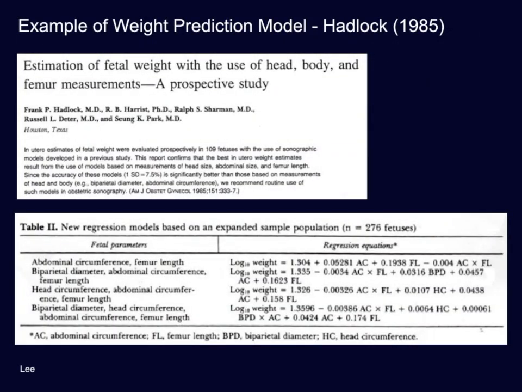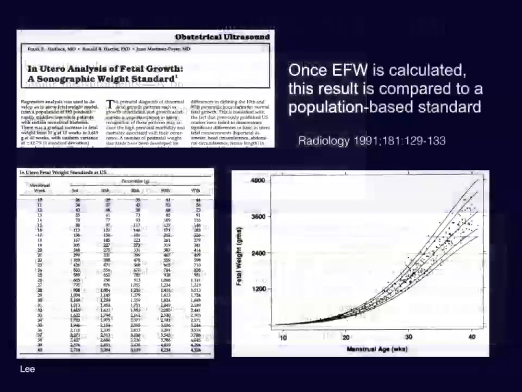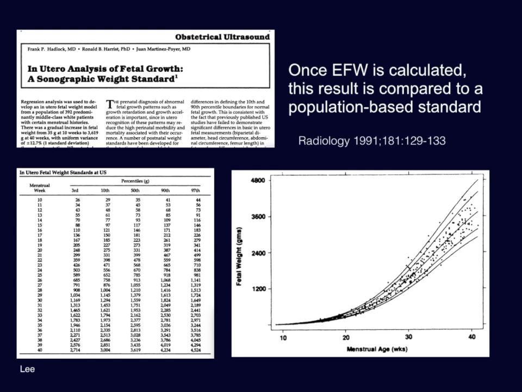One group of widely used weight prediction models were reported by Dr. Frank Hadlock and colleagues in only 276 fetuses in Houston. Recognizing the limitations of extrapolating birth weight data to fetal growth curves, they also developed normal predicted values and confidence limits for estimated fetal weight in 392 fetuses. There was a gradual increase in fetal weight from 35 grams at 10 weeks to 3,619 grams at 40 weeks, with uniform variance of plus or minus 12.7%, representing one standard deviation, throughout pregnancy.